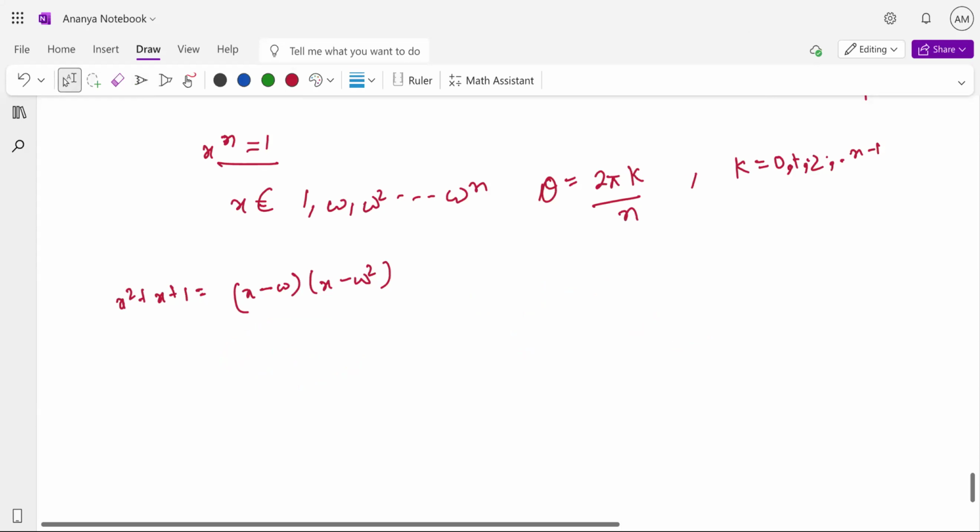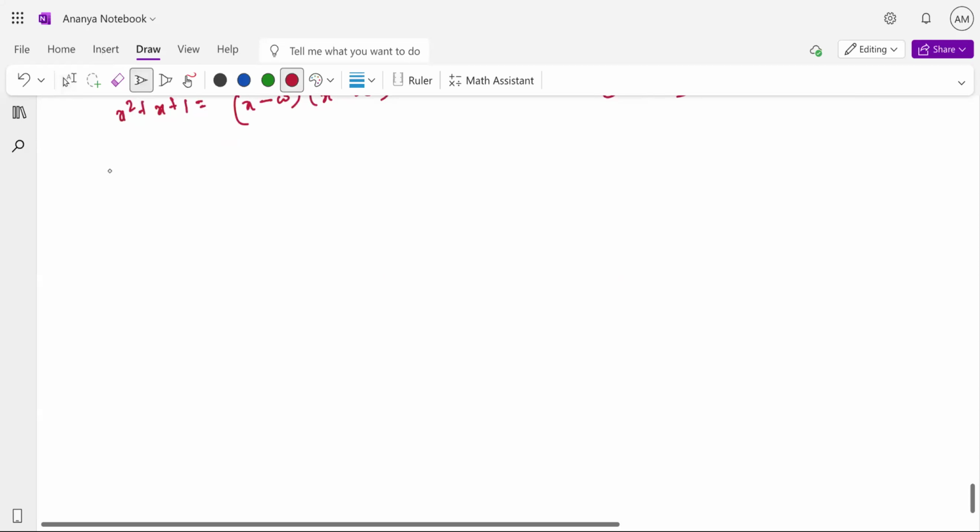Wait. Let's discuss some properties of the nth root of unity. So wait a minute. Here I can write. This chapter is going too long. Properties of nth root of unity.